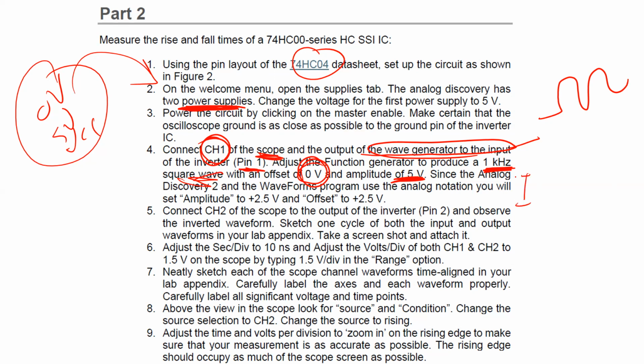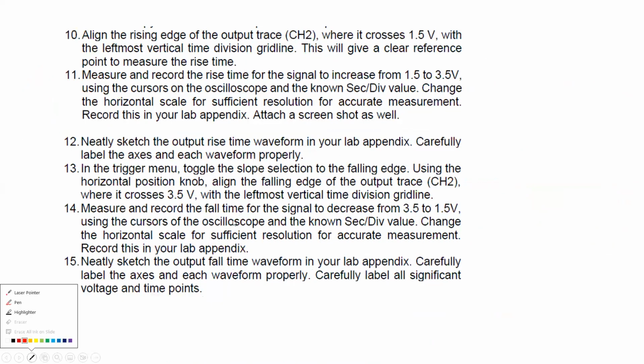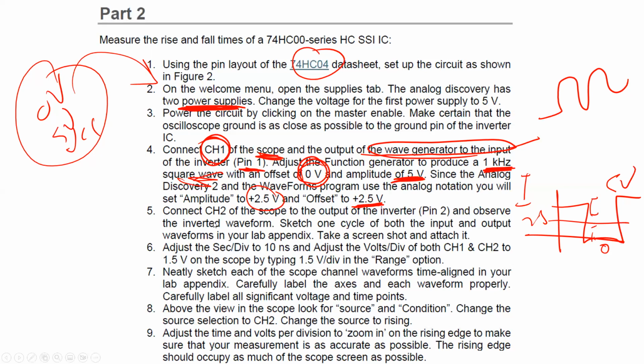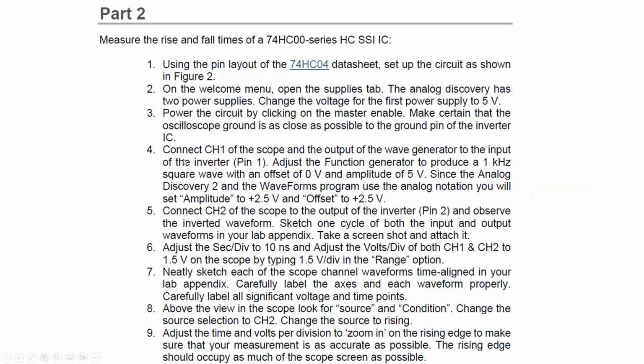If you want to use the analog, you have to make the offset positive 2.5, and then the amplitude 2.5. If you do this way, I'm going to get 0 and 5. So here it's going to be 2.5, and then 2.5 up, 2.5 down. So it's going to be 0 and 5 volt. Anyway, always in this course, guys, don't even think about it, we use digital signals, which are between 0 and 5.